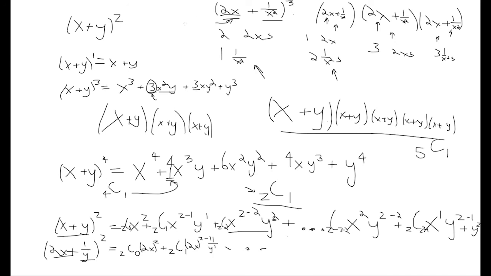Let's see. If it was 2x plus 1 over x squared to the 6th power, let's say, then we would say that we need 4 of these, and then 2 of these, because we need to satisfy the condition that there are twice as many 2x's as there are 1 over x squareds.